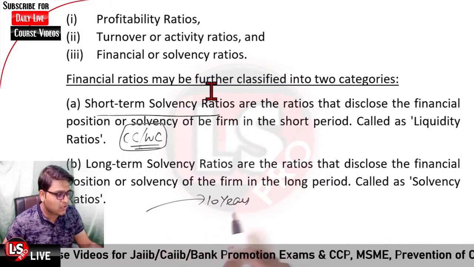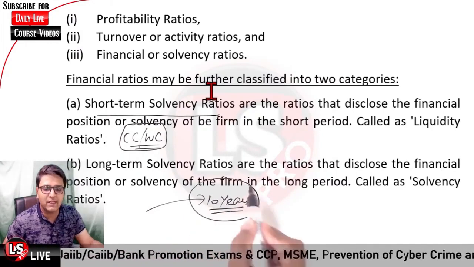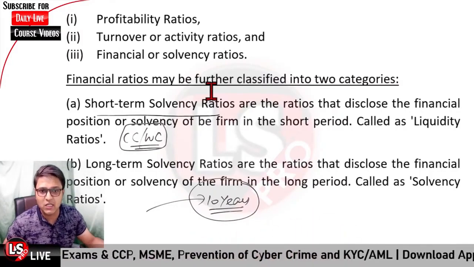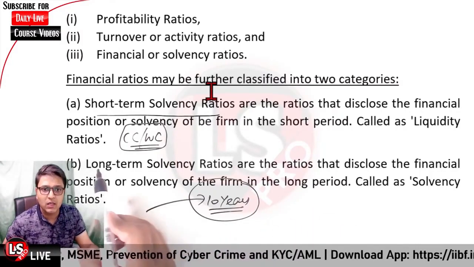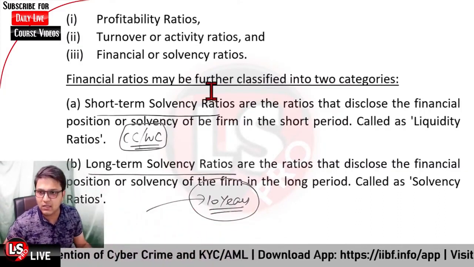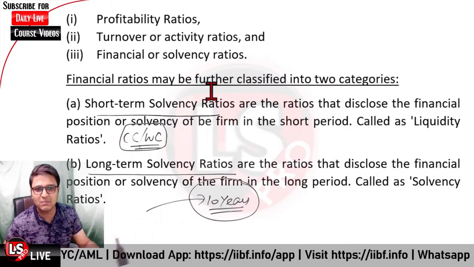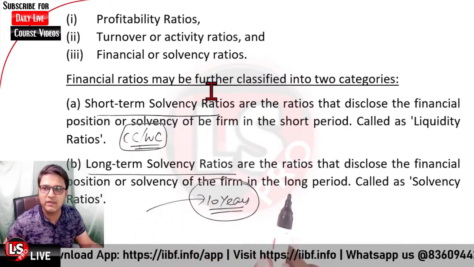In that particular case, the bank wants to look into whether the company would be able to sustain and pay off its installments for the next 10 years or not. So the bank would be looking into the long-term solvency ratios in that case. If a term loan of more than 1 year is extended to the company, the bank would be looking into the long-term solvency ratios.